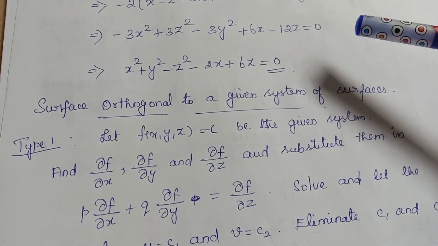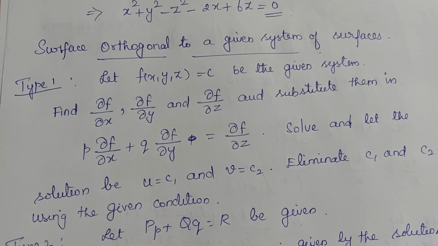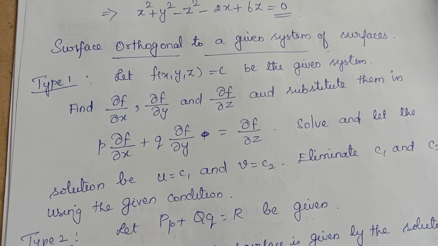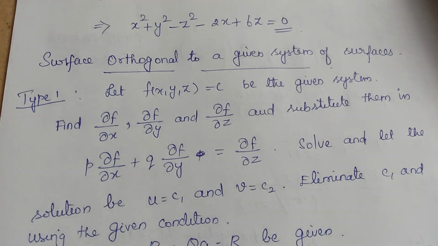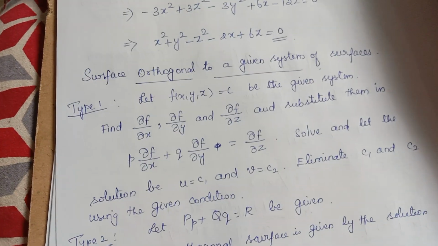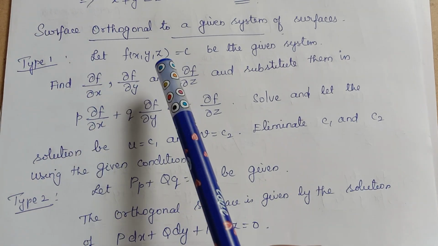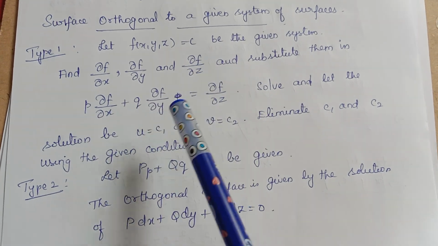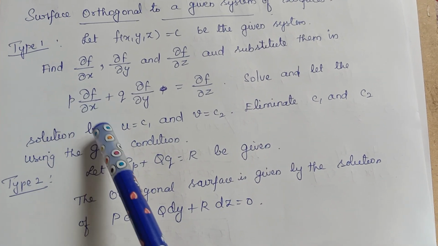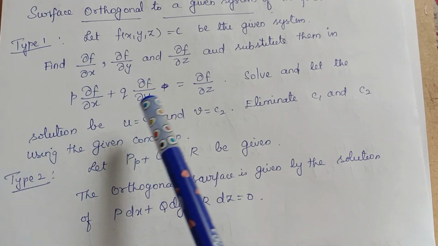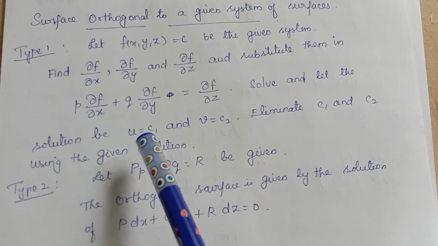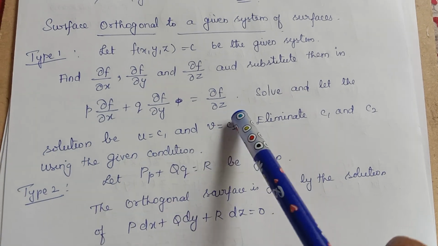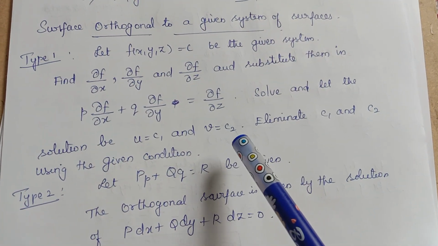Next one, we are going to find the surface orthogonal to a given system of surfaces. Two different methods I am going to discuss here, depending on the partial differential equation given to you. One is if the given equation is of the form f of x, y, z equal to c. In that case, you find dou f by dou x, dou f by dou y, dou f by dou z, and substitute in the equation p into dou f by dou x plus q into dou f by dou y equal to dou f by dou z. You solve and get the solution as u equal to c1 and v equal to c2, and eliminate c1 and c2. That is as before in the previous problem, where we found the integral surface.